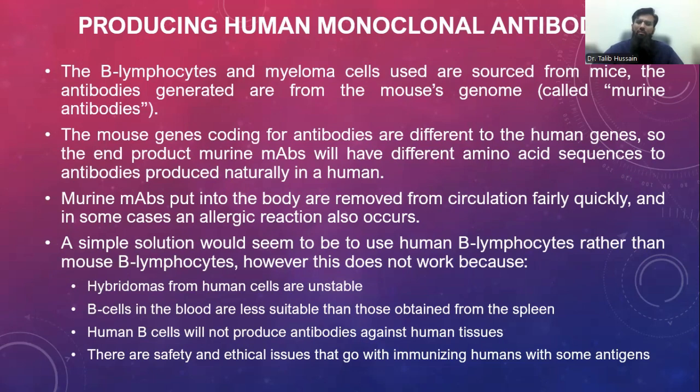So there are multiple monoclonal antibodies which are murine antibodies, and as the murine antibodies generate an immunogenic response also, we need to add some drugs that can suppress that immunogenic response along with the treatment of the disease.